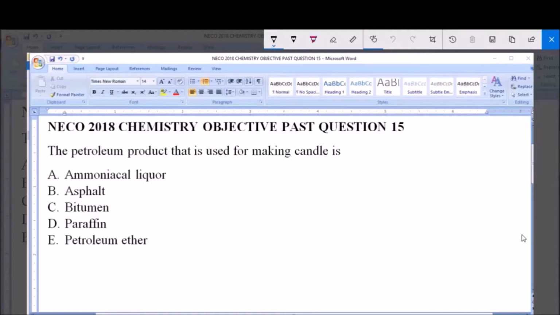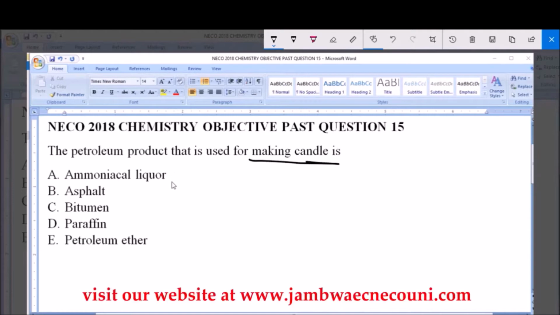Hello and welcome. I will be answering NECO 2018 Chemistry Objective Past Question 15. The petroleum product that is used for making candle is A. Ammoniacal liquor, B. Asphalt, C. Bitumen, D. Paraffin, E. Petroleum ether. So we are asked, you have all these products here are more or less petroleum products, but we are asked for the one that is used for making candles. So let's take a look at what each of the following products are used for and see the one that is used for making candle.